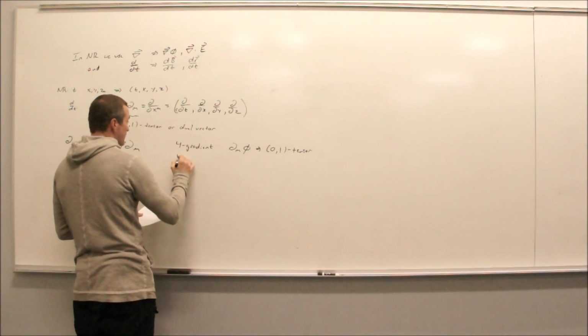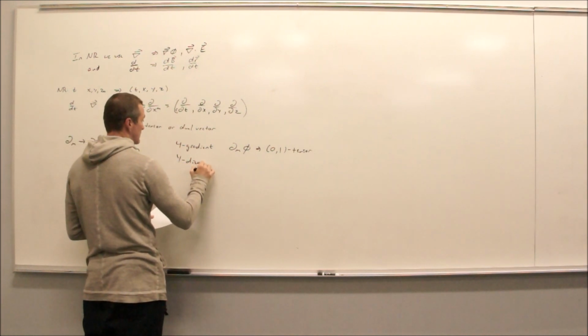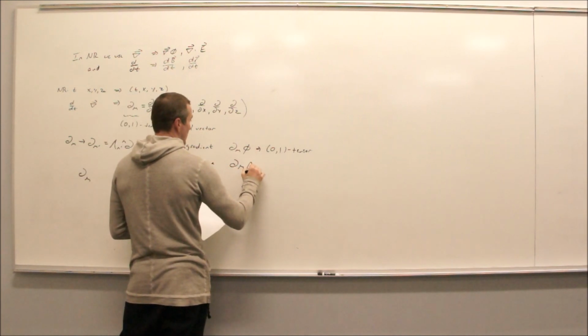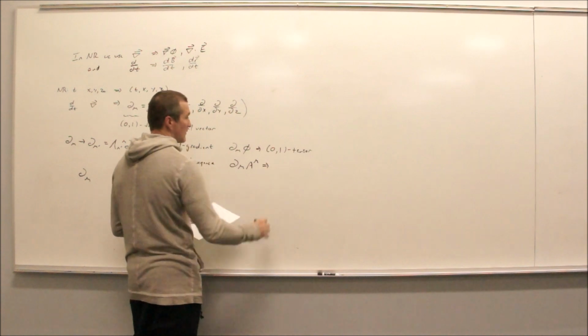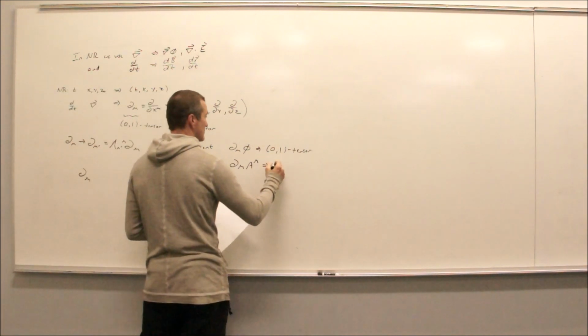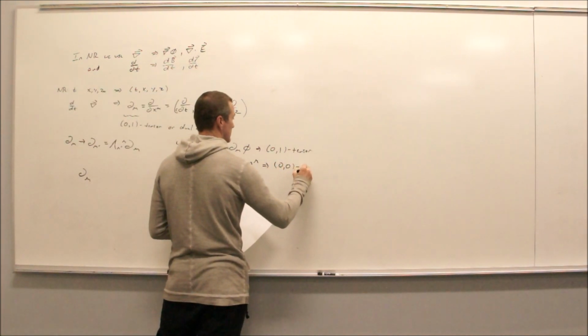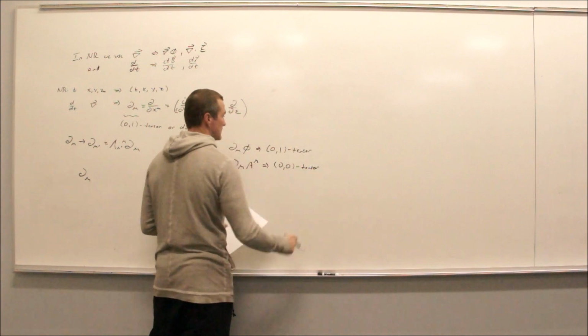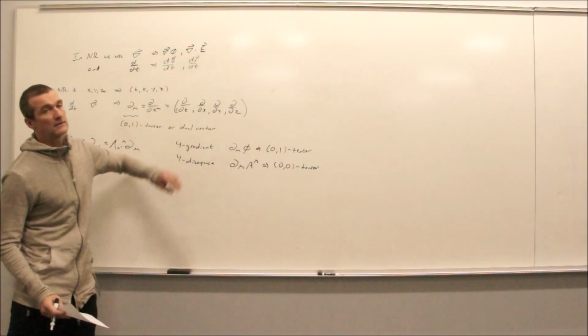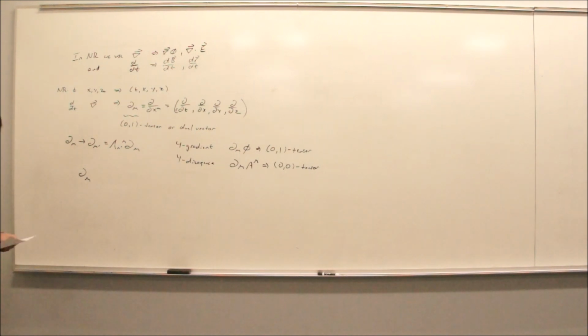Okay? If you do the 4-divergence, d mu A mu, what does that transform like? A 0,0 tensor. Yeah, it's a scalar. Okay, just like this creates a scalar. Okay?